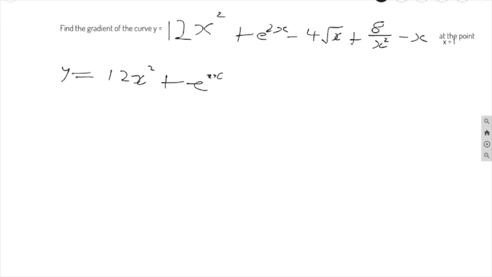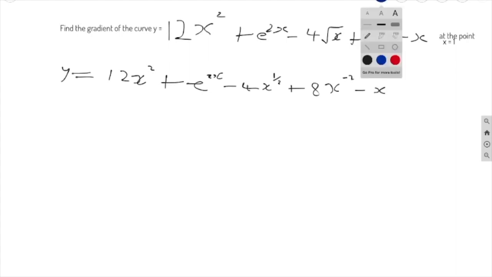So, 4 square root of x is not in index form, so we're going to change that around to minus 4x to the power of a half. 8 divided by x squared is also not in index form, so we'll convert that into 8x to the minus 2. And minus x is in index form, technically, minus x. There is, I should preface, a sneaky hidden 1 there, which, if you haven't seen this before, will become important very, very soon.